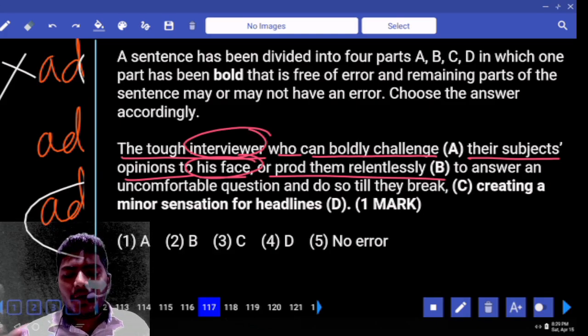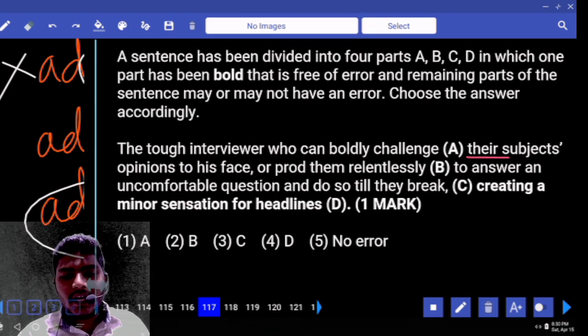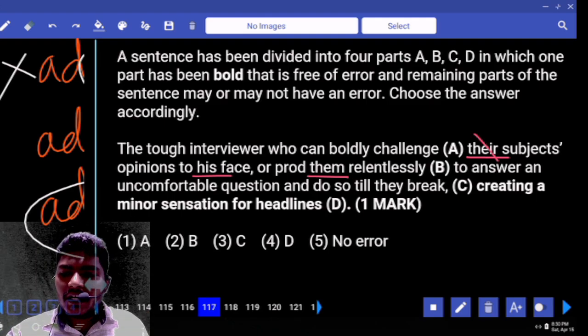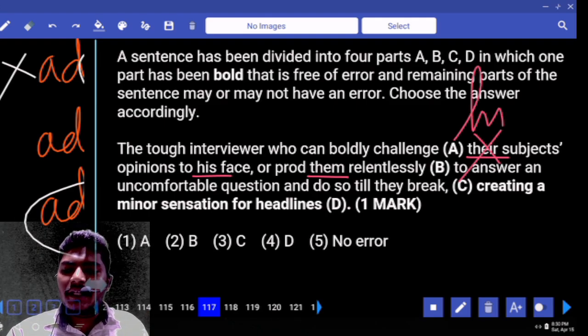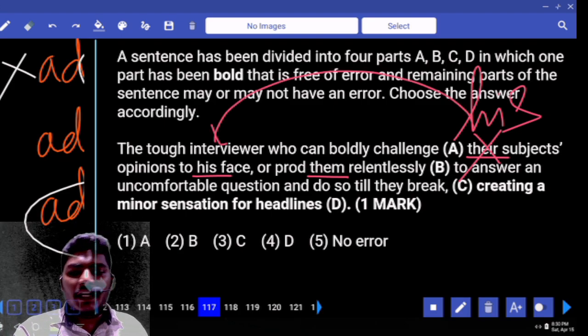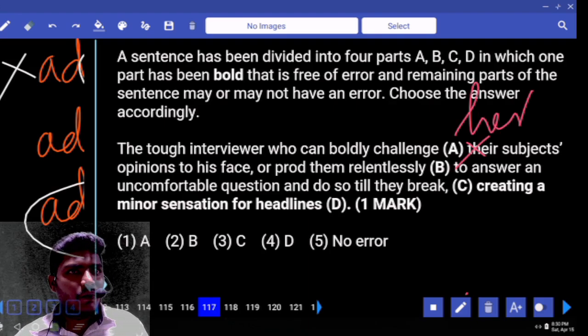ఇప్పుడు మనకు రావాల్సిన కాంబినేషన్ ఏంటో ఇక్కడ కేర్ఫుల్గా చూడండి. I will underline certain words. I am underlining their, I am underlining his, I am underlining them. Tell me your answer. It is not their subject's opinions, it is his subject's opinion. ప్రొనౌన్ ఎవరి గురించి మాట్లాడుతున్నామంటే ఇంటర్వ్యూయర్. ఇప్పుడు ఇమీడియట్గా కొంతమంది అమ్మాయిలు వచ్చి ఏమంటారంటే ఆ ఇంటర్వ్యూయర్ హర్ కూడా అవ్వచ్చు దాంట్లో.